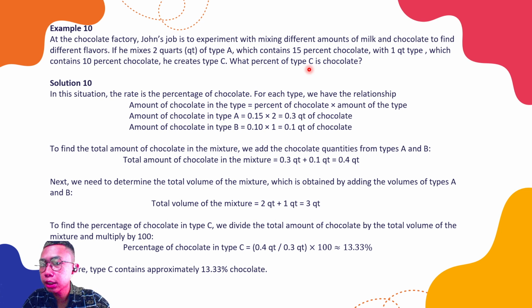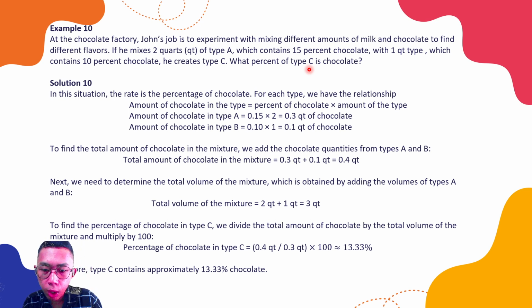The total amount is 1.1 quarts. Next, we need to determine the total volume of the mixture, which we obtain by adding the volumes of type A and B. So the total volume of the mixture is 3 quarts. To find the percentage of chocolate in type C, we divide the total amount of chocolate by the total amount of the mixture and multiply by 100.